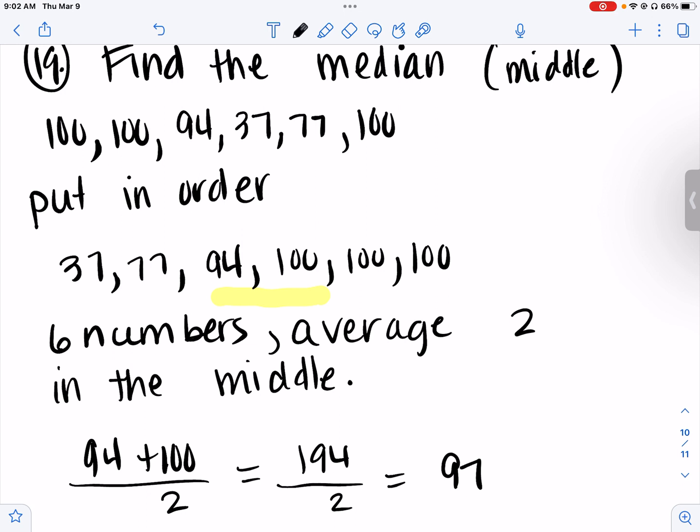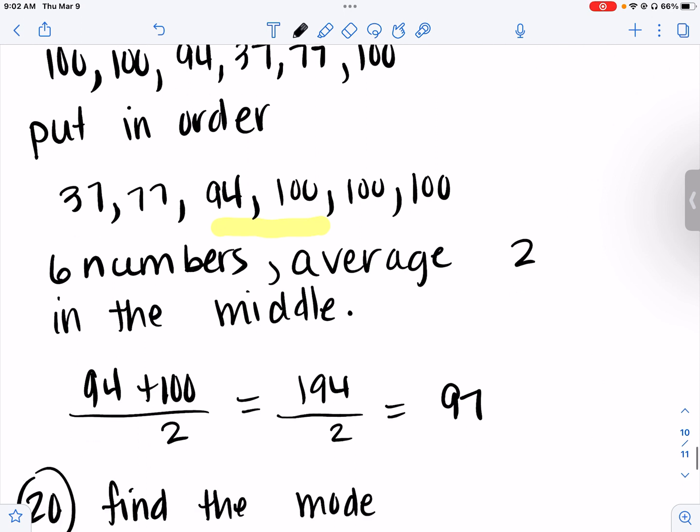There's 6 numbers, so there's not an exact middle. So we're going to average the 2 in the middle, which are 94 and 100. So we add and divide by 2 because we're averaging just those 2 numbers, 94 and 100. We're finding what's in the middle of 94 and 100. So 100 plus 94 is 194. Divide by 2 equals 97. So 97 is our middle number.